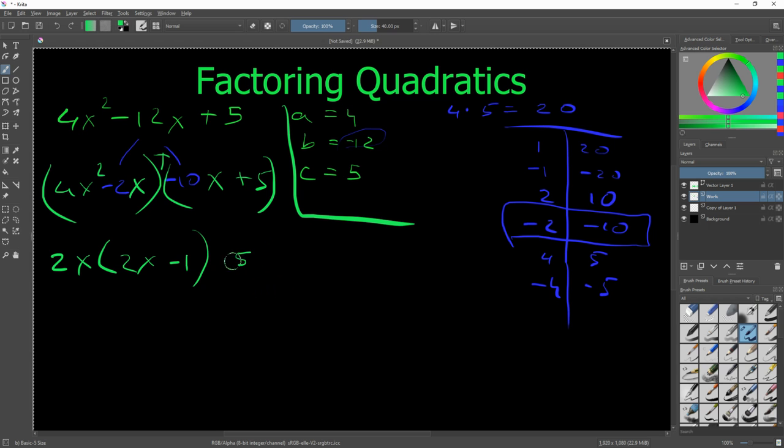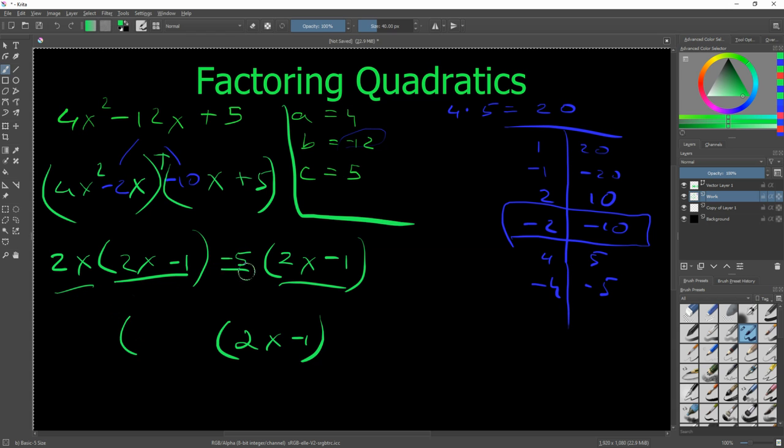So I take out a -5. If I take out -5 from -10x, I have +2x. I take out -5 from +5, I have -1 left. Okay. Then these two look the same. So that is one of my factors, 2x minus 1. And here I have 2x minus 5. So 2x minus 5. So that is the factored form.